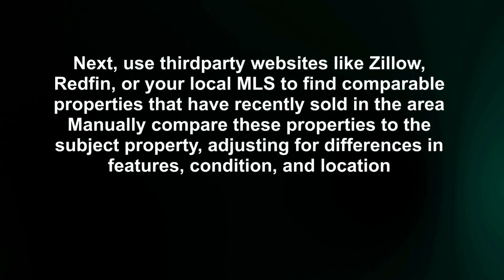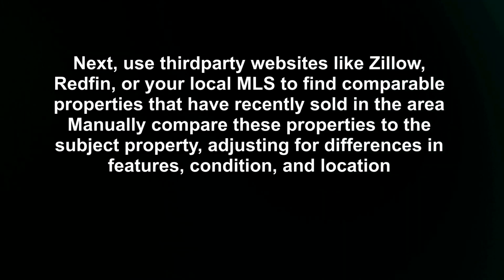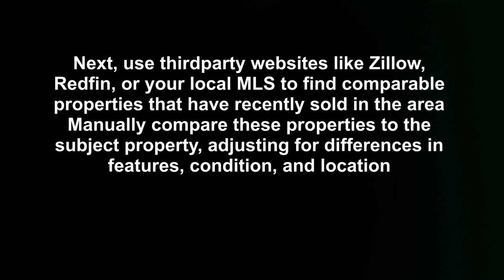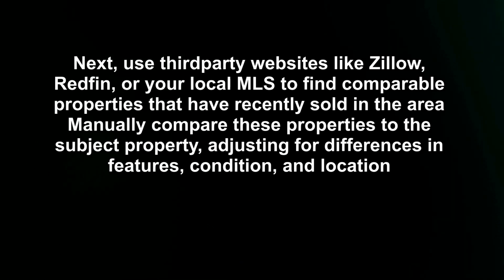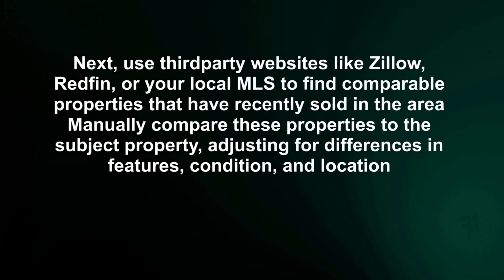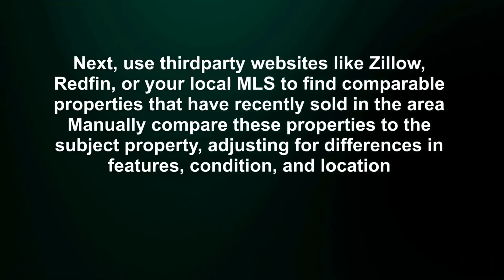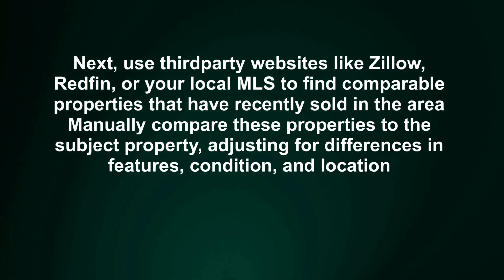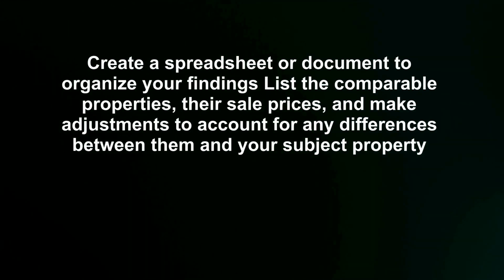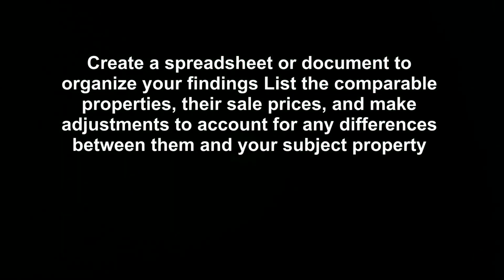Next, use third-party websites like Zillow, Redfin, or your local MLS to find comparable properties that have recently sold in the area. Manually compare these properties to the subject property, adjusting for differences in features, condition, and location. Create a spreadsheet or document to organize your findings.